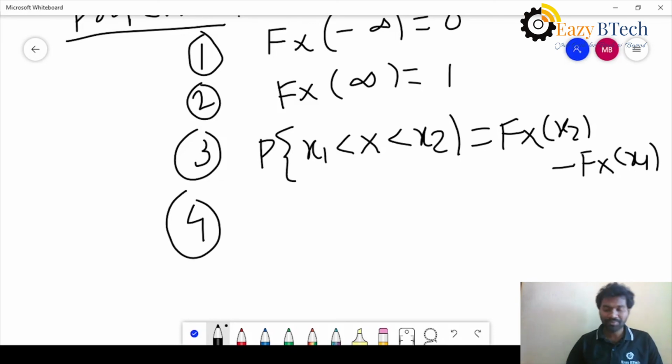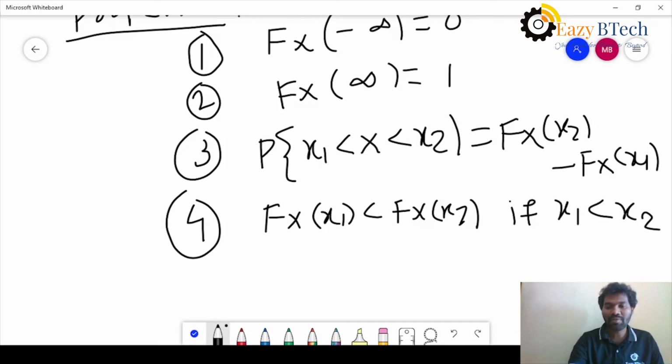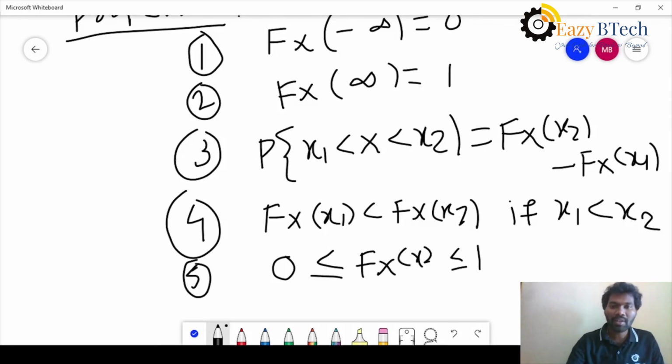The fourth one: F_X of x1 is less than or equal to F_X of x2 if x1 is less than x2. Now the fifth one is that the distribution function always lies between 0 and 1. Why? Because you can already say that this is a probability. So the probability distribution is nothing but probability, so it must always lie between 0 and 1. So this is the fifth property.